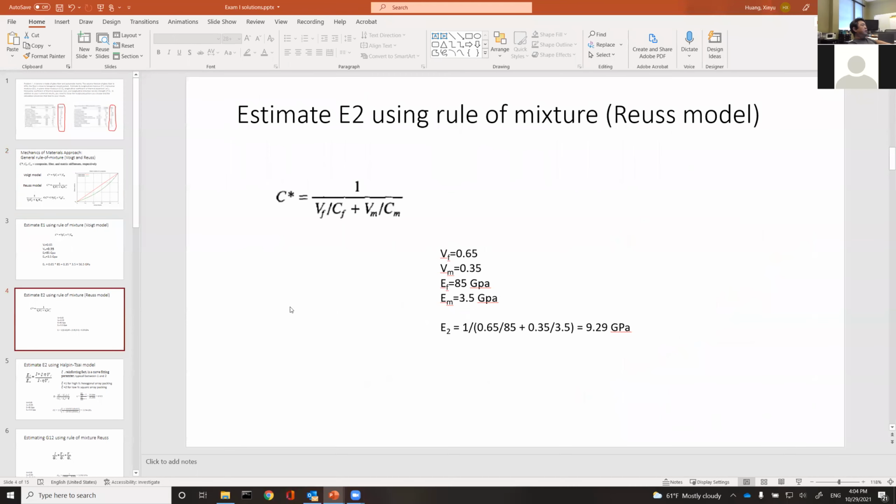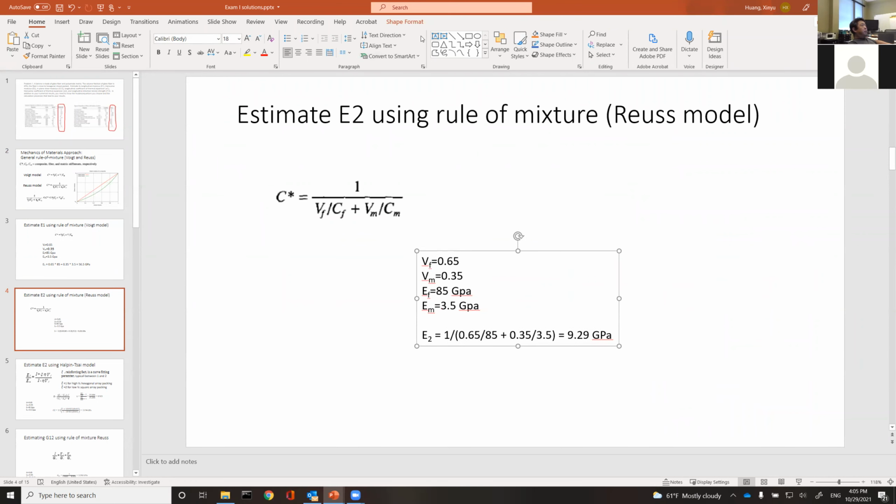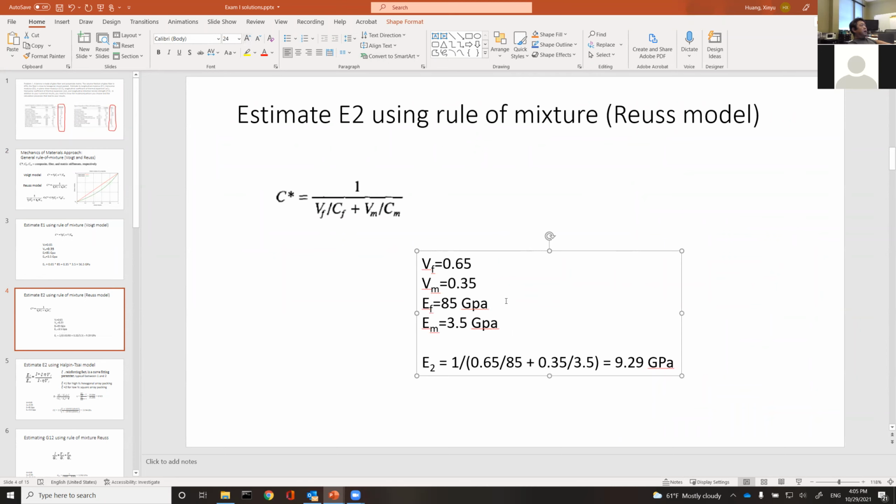Again, once you pick the right model, the rest is just plug and chug. We have fiber volume fraction 65%, matrix 35%, fiber modulus 85, matrix 3.5. See, this number didn't change, because the fiber and matrix are both isotropic, so their modulus in the axial direction and the transverse direction are the same. This is not the case for some other materials, for example graphite, where the transverse modulus will be different. So you have to pay attention to this.